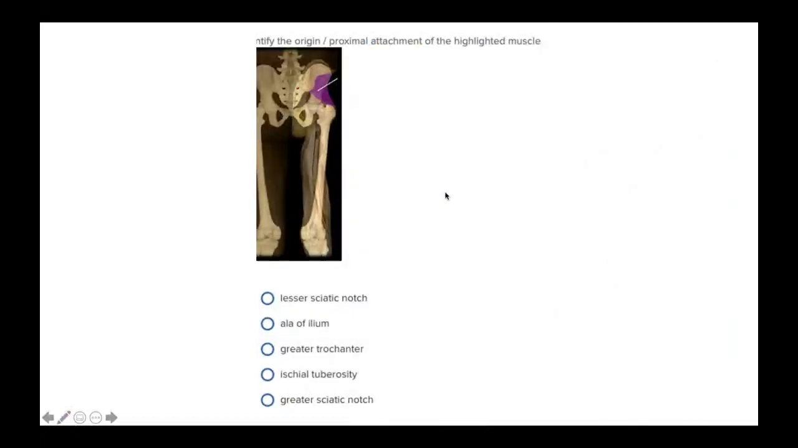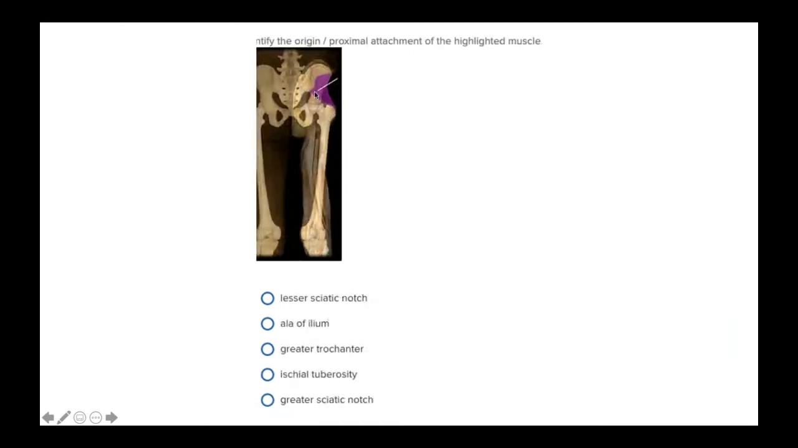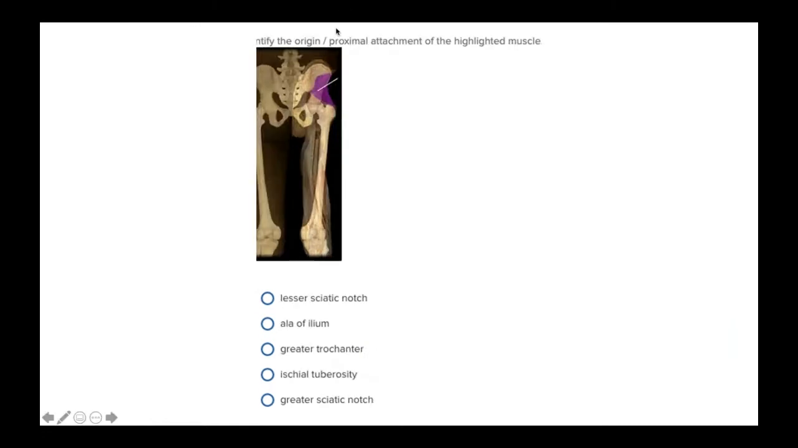Okay, we're going to be continuing where we left off. The last slide that we covered was talking about the gluteus maximus in terms of its origin, which was the ala of the ilium. So now we're looking at the gluteus medius, and it wants to know what its origin is. Sorry, let me go back here. Yep, okay, so this was the gluteus maximus origin. And now we're looking at the origin or the proximal attachment for this muscle.